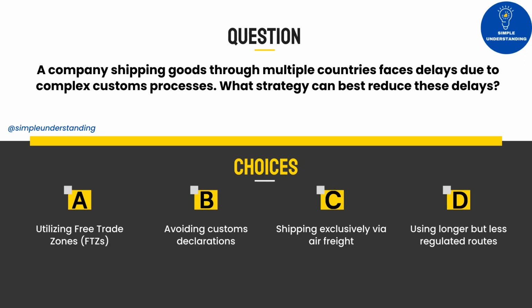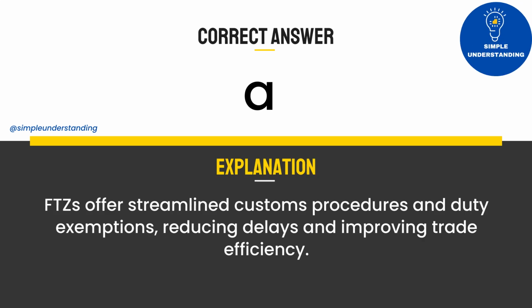4. A company shipping goods through multiple countries faces delays due to complex customs processes. What strategy can best reduce these delays? A. Utilizing free trade zones, FTZs. B. Avoiding customs declarations. C. Shipping exclusively via air freight. D. Using longer but less regulated routes. Correct answer: A. Utilizing free trade zones, FTZs. Explanation: FTZs offer streamlined customs procedures and duty exemptions, reducing delays and improving trade efficiency.